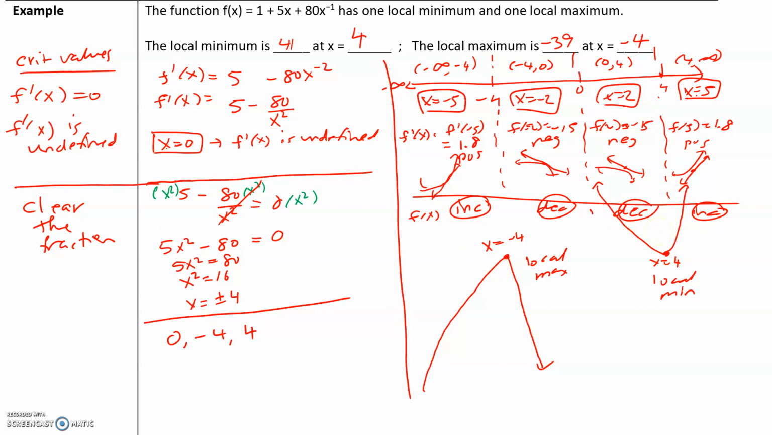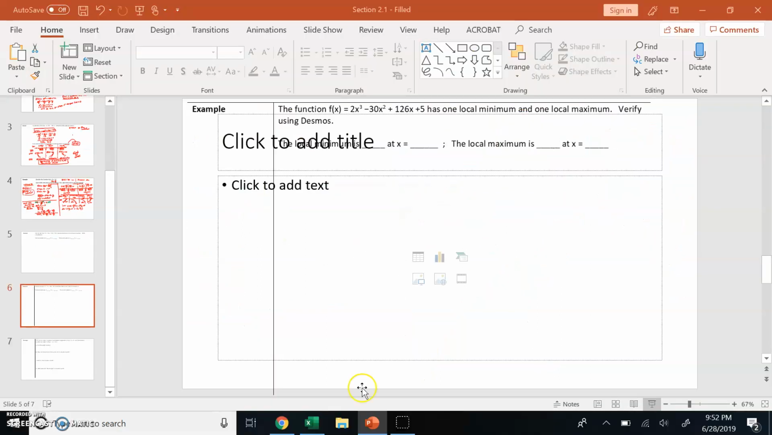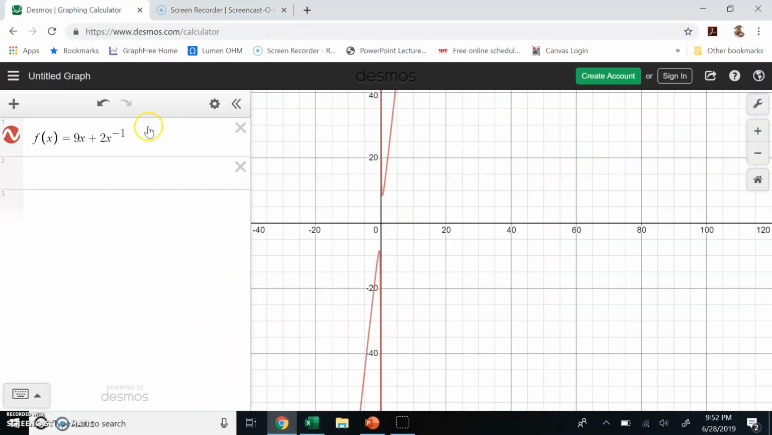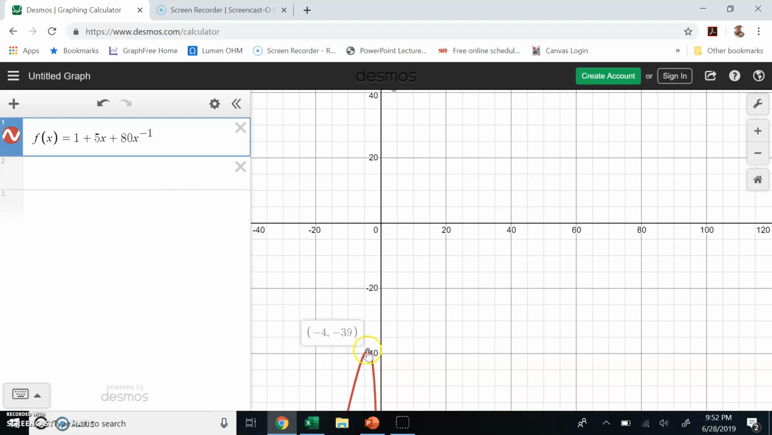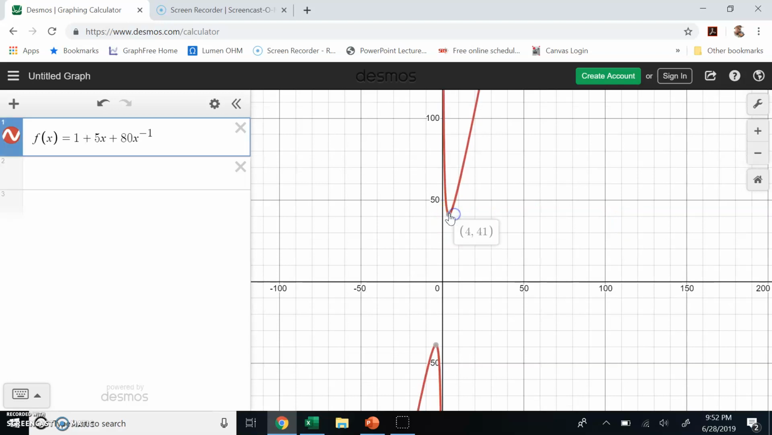And if we graph this function on Desmos, which I will attempt to do quickly, we have f of x equals 1 plus 5x plus 80x to the -1. Here's what's going on. This point here, -4 comma -39, locally, this is the highest point. Therefore, it is the local maximum. This point, which is 4 comma 41, locally, is the lowest point within this interval here. So this is going to be the local minimum.